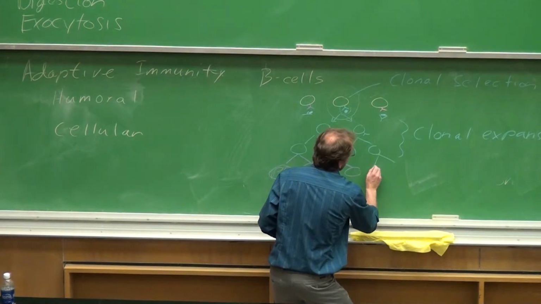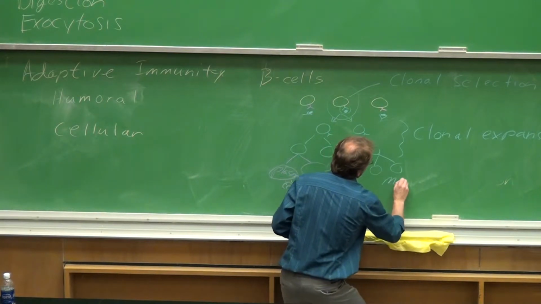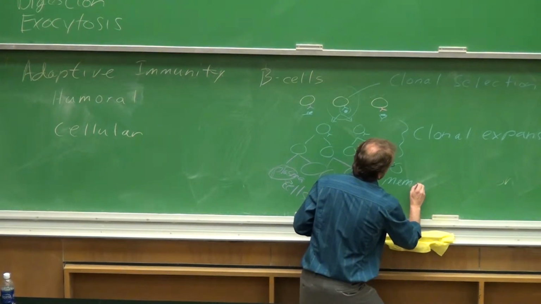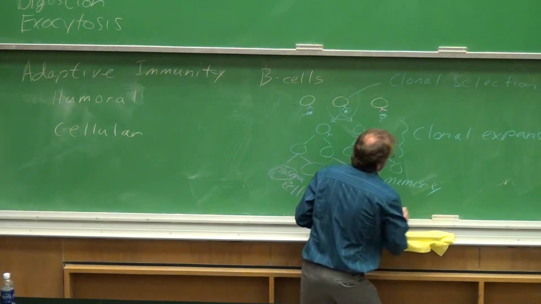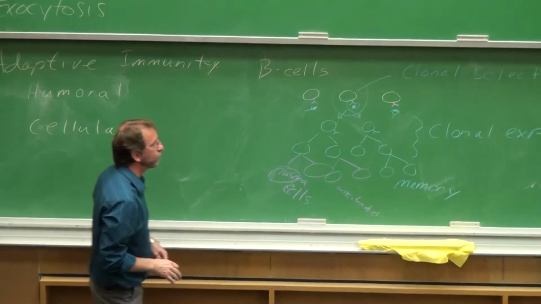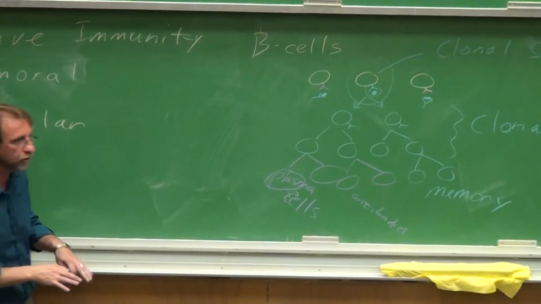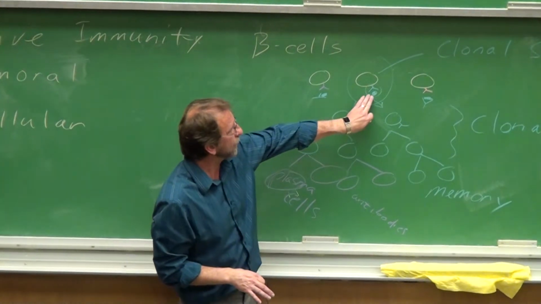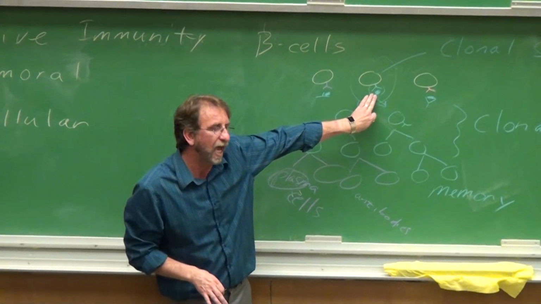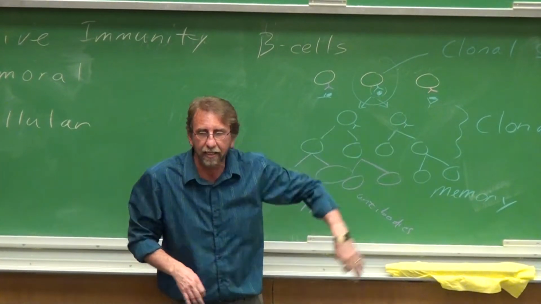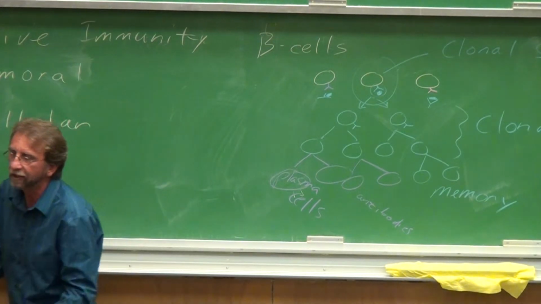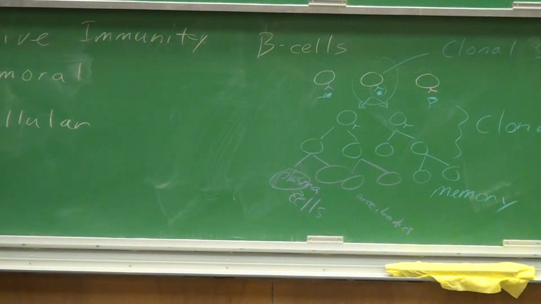Some of these B cells will become what we call memory B cells. And memory B cells do just that. They recognize this antigen, and if they see it again, they can respond immediately with antibody production.